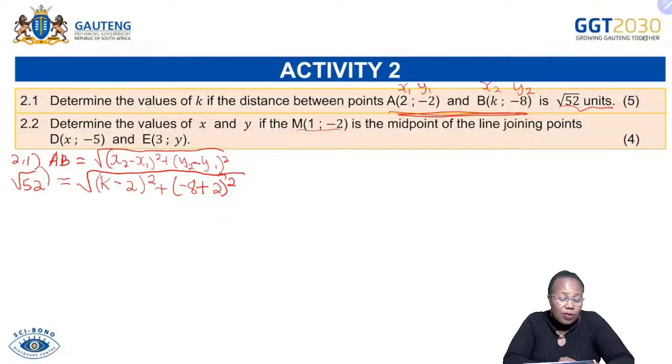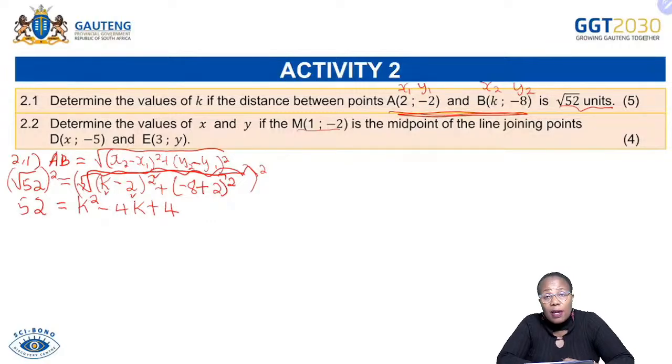And then to get rid of the square root, you still remember grade 12, you need to square both sides. You'll end up with 52. Remove the brackets. This will cancel the square root sign. So it will be k times k, squared. K times minus 2, minus 2k times 2, minus 4k. Minus 2 squared, plus 4. You square the first term, you multiply the first by the second by the exponent, and then you square the last term. And then in the bracket here we have minus 8 plus 2, minus 8 plus 2 is minus 6. Minus 6 squared is 36.